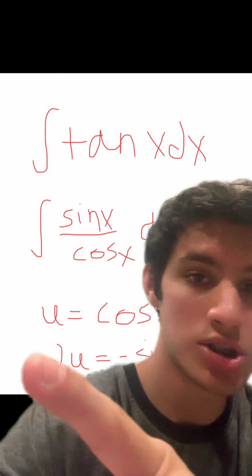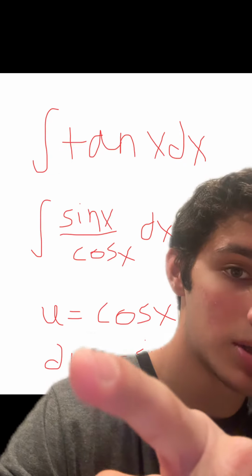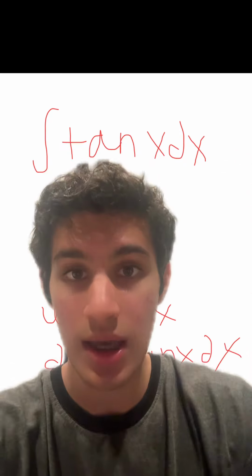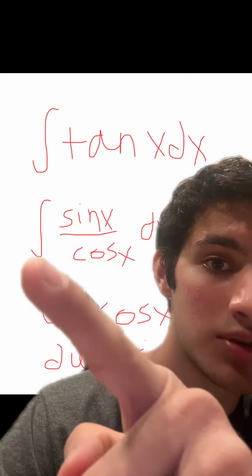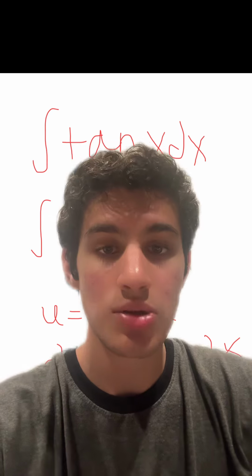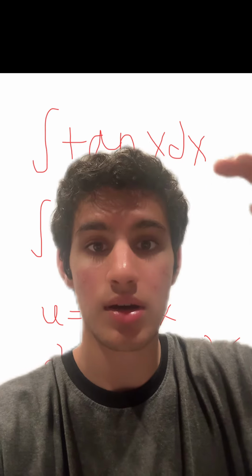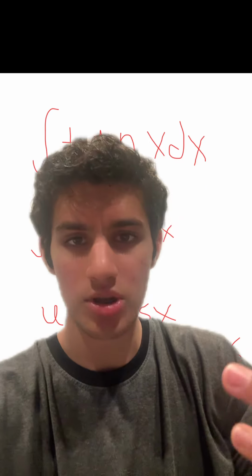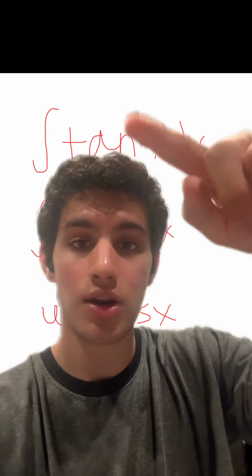Du, you just differentiate both sides with respect to x, so du will be negative sine of x dx, and as you can see over here we've got a sine of x dx. The negative is just a factor of -1, so once you do that we're going to get negative du divided by u. Remember, u is cosine of x, so now we've got -1 over u du. If you integrate that, you get negative natural log of u plus c.